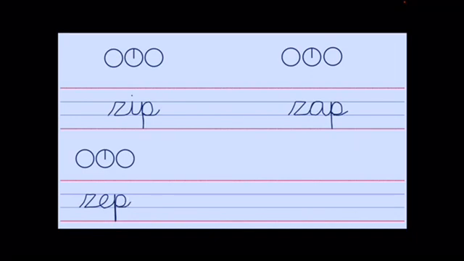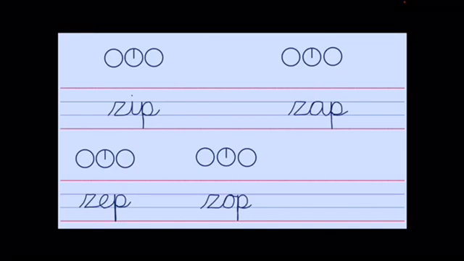And this time, our made-up word is zop. Z, O, P. Z is Z. O is O. P is P.